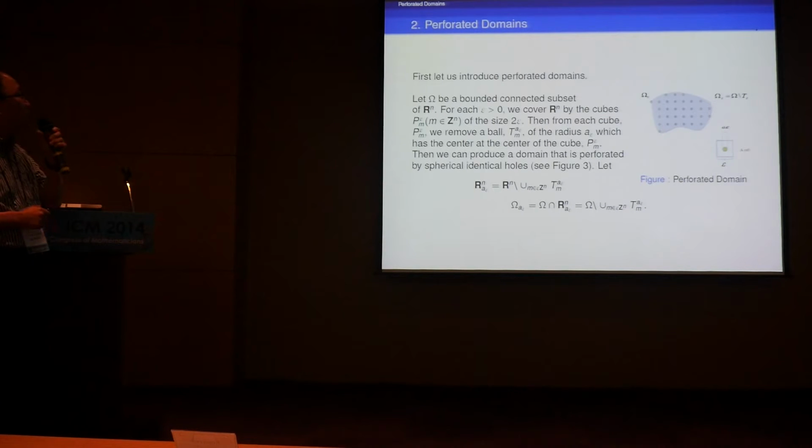Let's think about the perforated domain. So a perforated domain is just like this picture. You have a domain omega with periodic holes. And if you magnify and look at the unit cell, then epsilon represents the periodicity, and a sub epsilon is the size of the hole. And this is our material that we are talking about now.